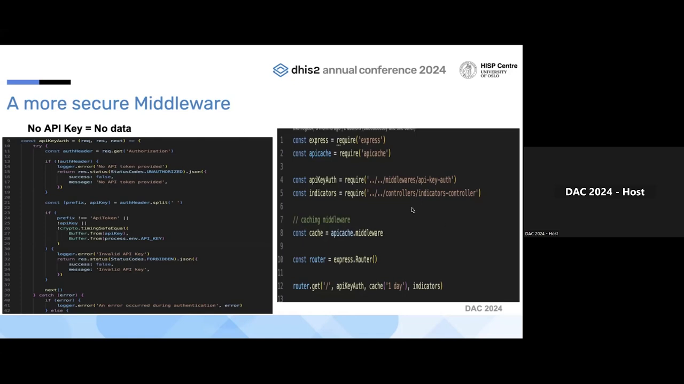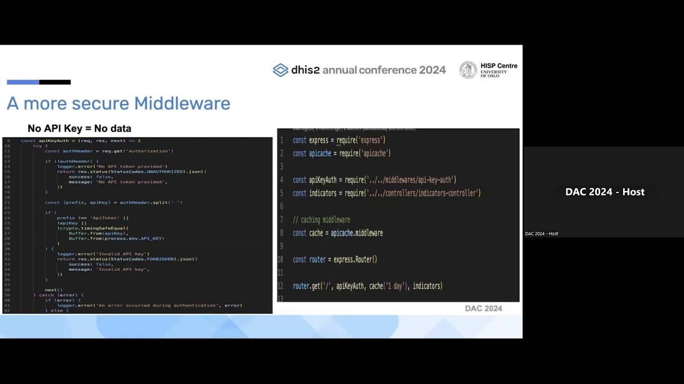As you can see here, the code snippet on the right is showing us the route that's hit. When this route is hit, it expects an API key, and then the API key verification logic kicks in and verifies the API key. Some caching is also enabled. And the other directive is the indicators, which fetches the data from the DHS2 instance. So this means that we can now implement middlewares with protected API endpoints.